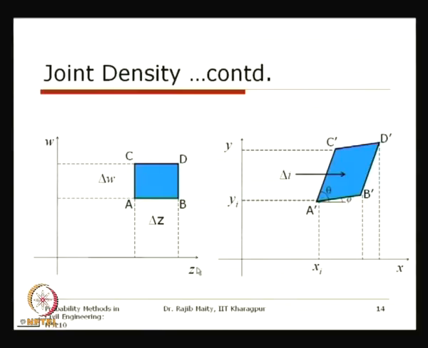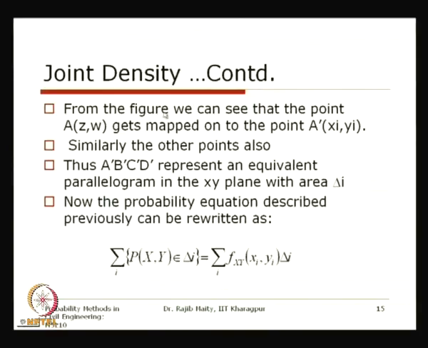Now we are interested to know the equivalent area, or the representative of the same area in this ZW plane, on the XY plane. You know that this will obviously be distorted, and that equivalent area is represented by A prime, B prime, D prime and C prime, and this total area we are talking about is delta I. Then we can express that from the figure.